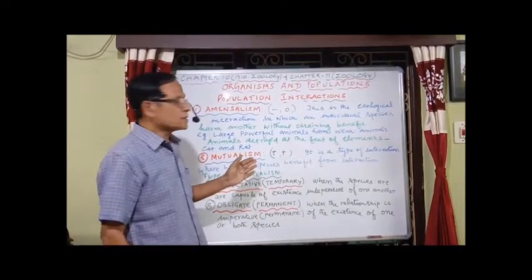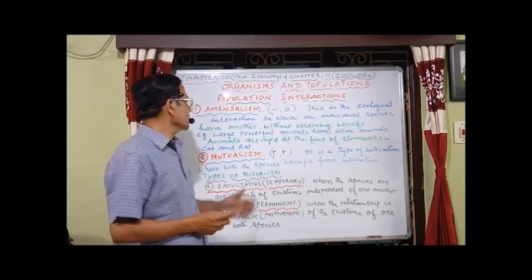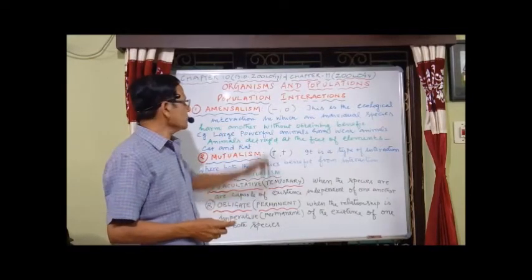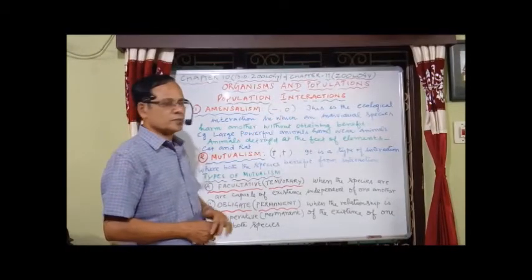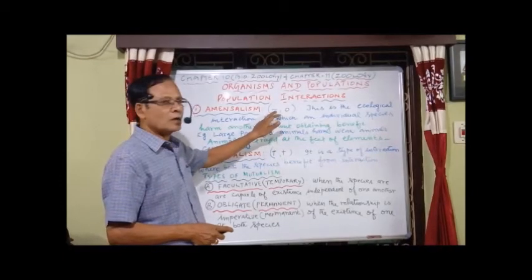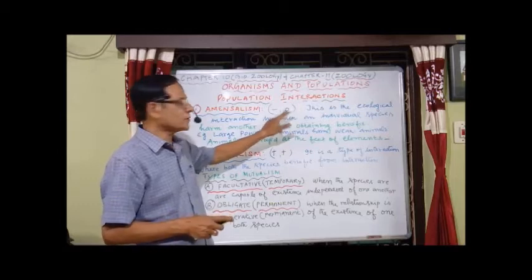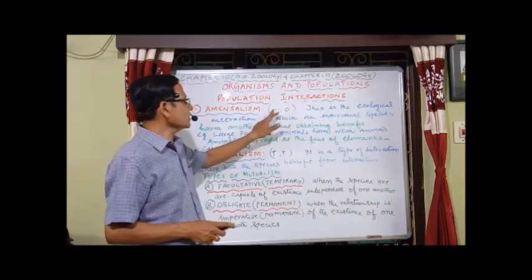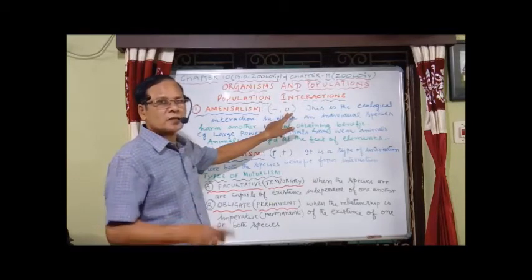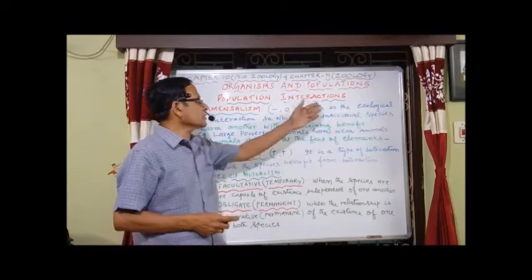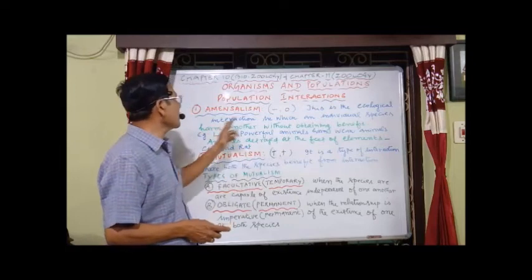Now let's see the different types of interspecific interactions. Number one, amensalism. I put the symbol minus and 0. This is one species, this is another species. The meaning is that there is harm for one species and there is no gain or loss for the other species. If you take species A and B, A is harmed, there is a loss, but B is neither affected nor harmed. Okay, so this is the ecological interaction in which an individual species harms another.